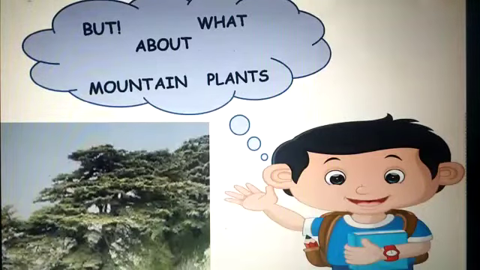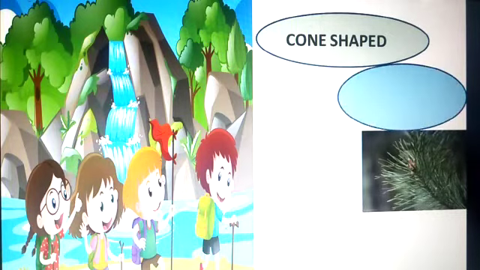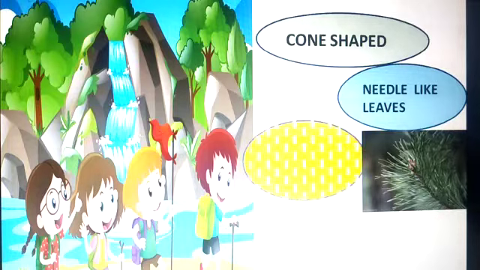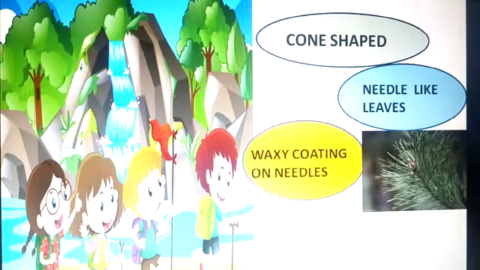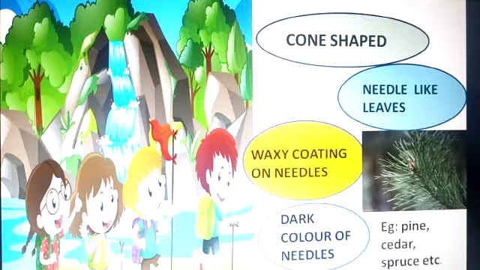But what about mountain plants? Here, the plants are tall and cone-shaped. They have needle-like leaves which prevent water loss and shed snow easily. They have a waxy coating on the needles to prevent transpiration. The dark color of the needles helps to absorb more of the sun's heat. Some examples of mountain plants are pine, cedar, spruce, etc.